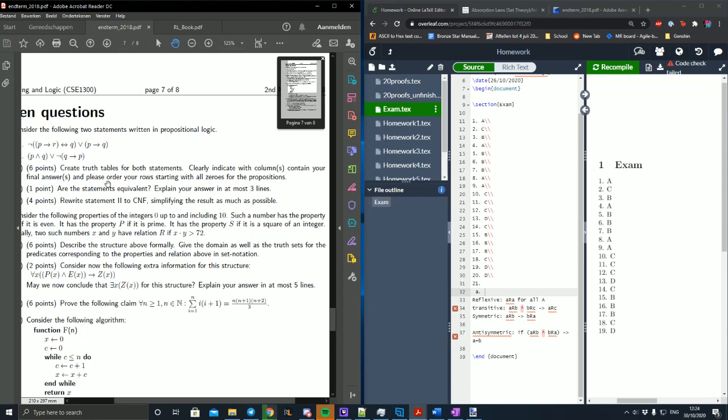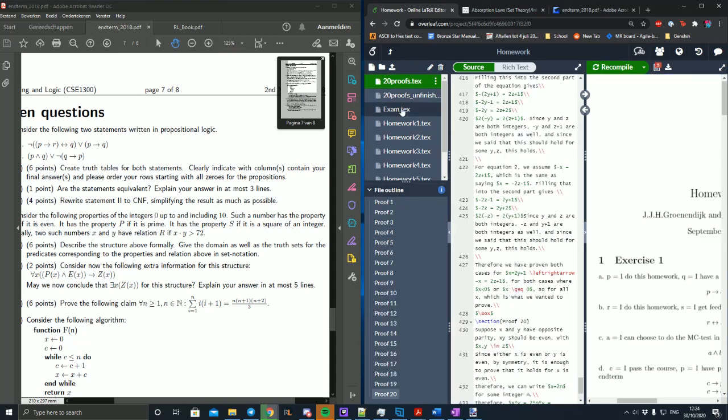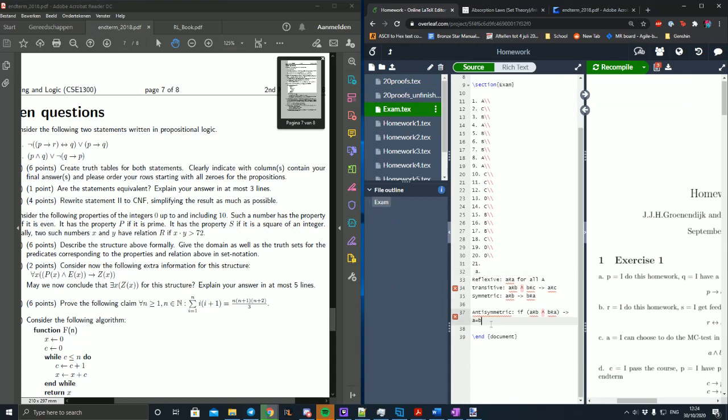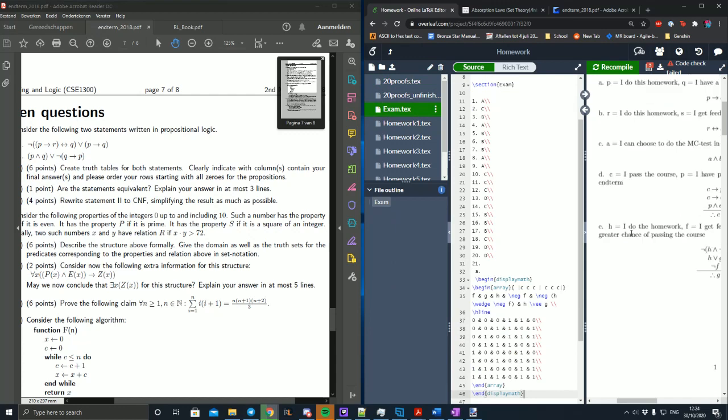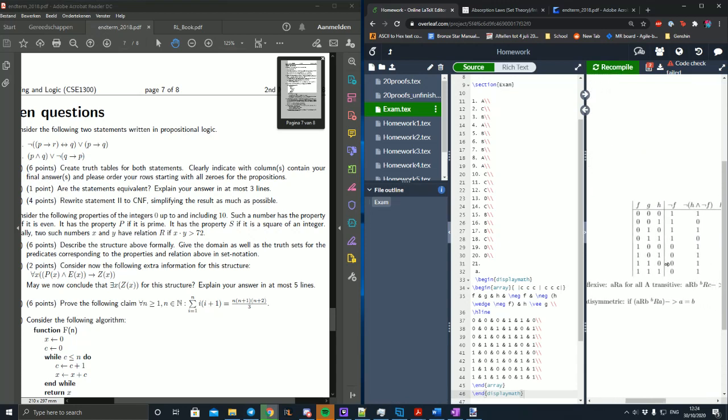Clearly indicate columns with your final answer and please order your rows, starting with all zeros for the propositions. Okay, then I go to homework 1 and I yoink one of those. And this is exam.txt. This is gonna cost me some time, because usually I would do this on paper, or they would give us a way to draw this.